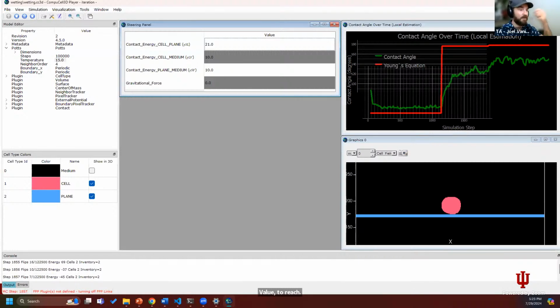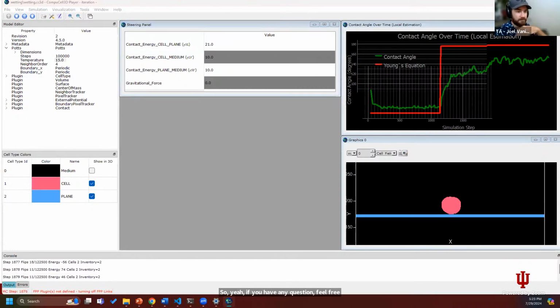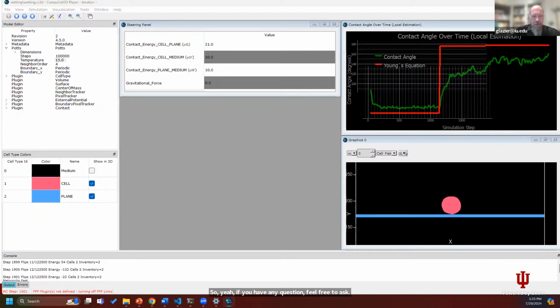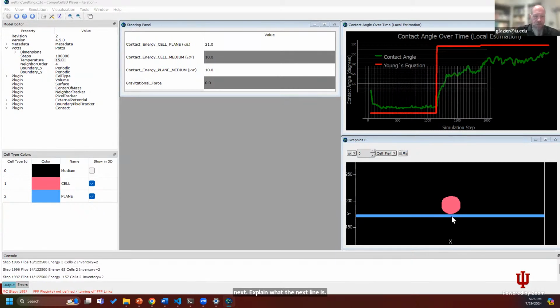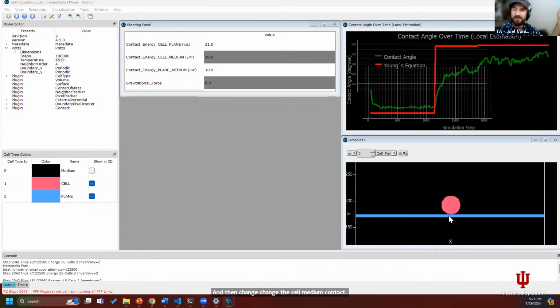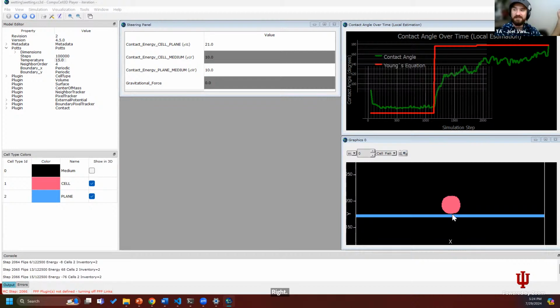So yeah, if you have any question, feel free to ask. So why don't you go back to the 10, 10, 10, and then change the next line and explain what it is. Yeah, change the cell medium contact energy. I just wanted to show, I don't know if you guys saw, but it detached for a hot second, and now it detached forever.